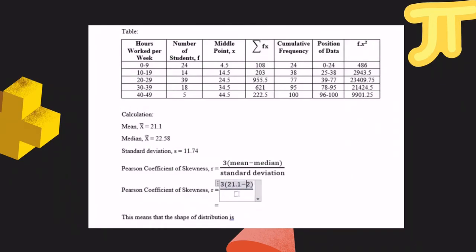minus median 22.58, divided by standard deviation 11.74. Just use the calculator to get the correct answer, and the answer is negative 0.38. This means that the shape of the distribution is skewed to the left because the value that we get is less than 0.